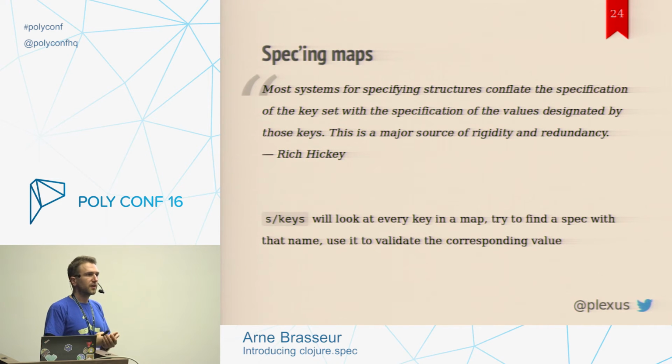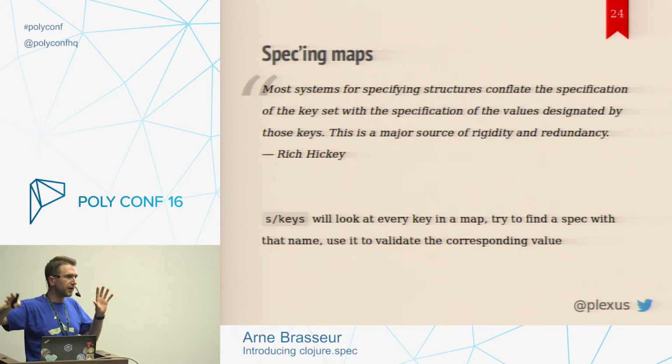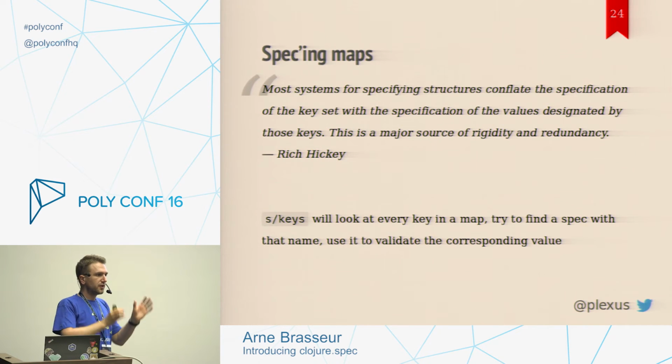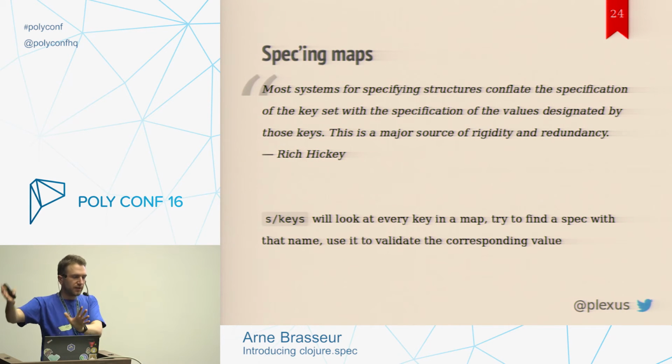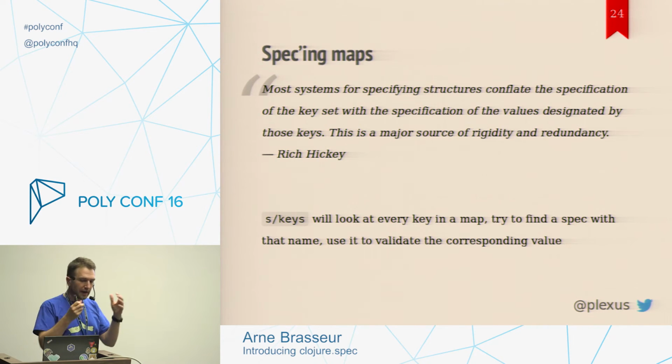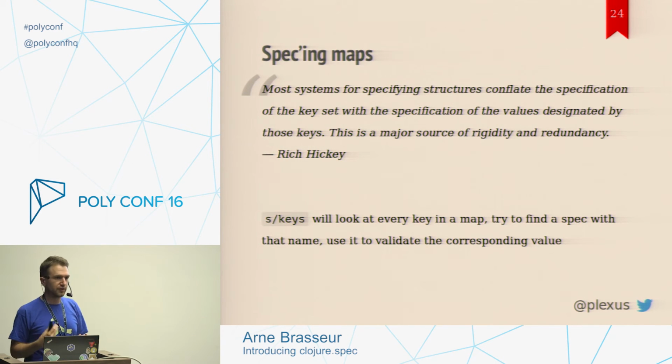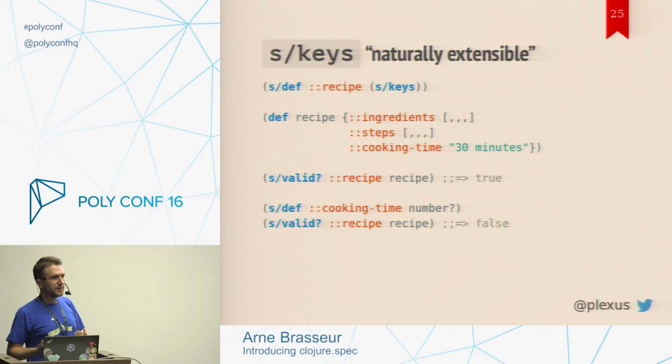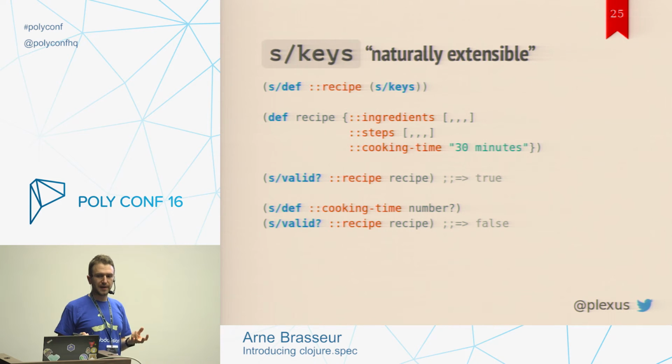So let's take our recipes. It doesn't matter if that recipe is part of the local state of our RoboChef who's doing stuff, or it's being processed by some other part, or maybe it's going over the wire. It doesn't matter where in the program you have the key recipe, whatever corresponds with its value should be a valid recipe. And so s/keys will look at every key in a map, try to find a spec with that name, and then use that spec to validate the corresponding value. So what that means is that you can actually use the keys spec type without any specification of keys.